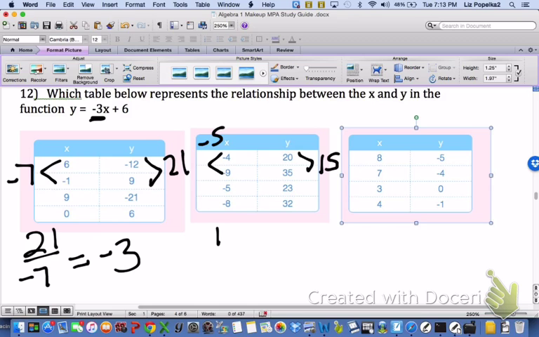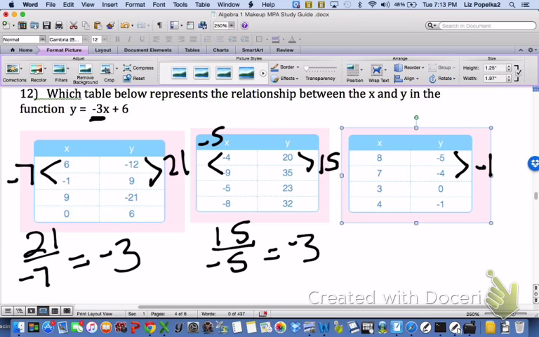So this would be 15 over negative 5. Ooh, that one is also a negative 3. So maybe we've got a problem. This is a good way to show you guys that you shouldn't just go with the first one just because. We better double check and make sure that the third one doesn't have the same rate of change as well.